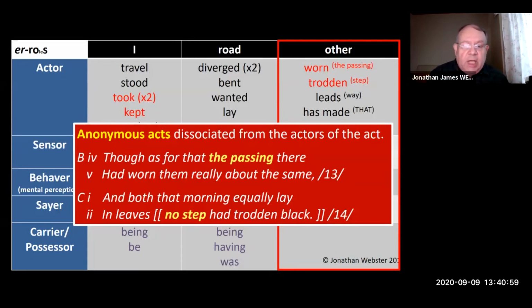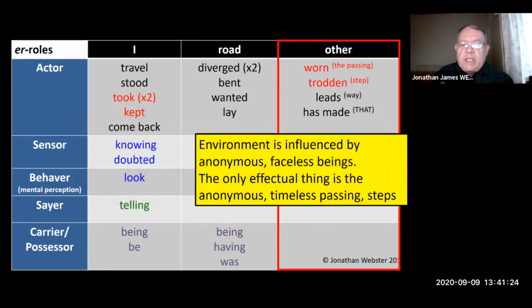Again, you're not representing it even as verbs. You're representing these actions as nouns. And by doing so, they are not carried about by anyone. They are completely anonymous, but they are very much affecting the paths that lay before this actor. The environment then is influenced by anonymous, faceless beings.